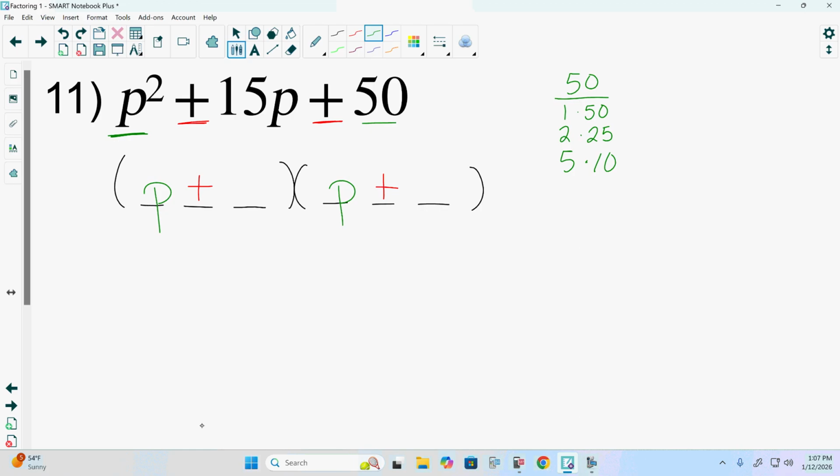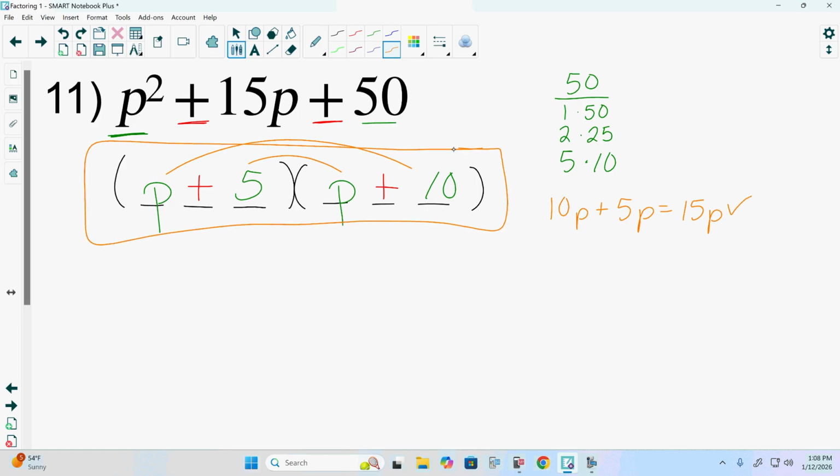Which one do we want to try first? What do you think? 5 and 10. And we can check and make sure we got it set up right. P times 10 is 10p. 5 times p is 5p. 10p plus 5p is indeed positive 15p. So we do have the correct middle term. That's it. Questions on this here?